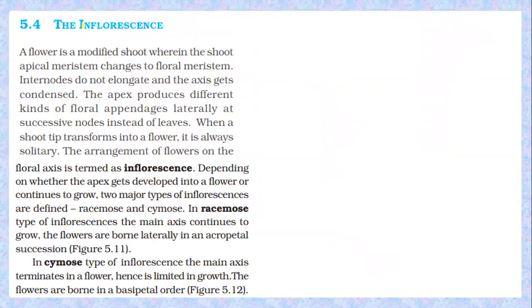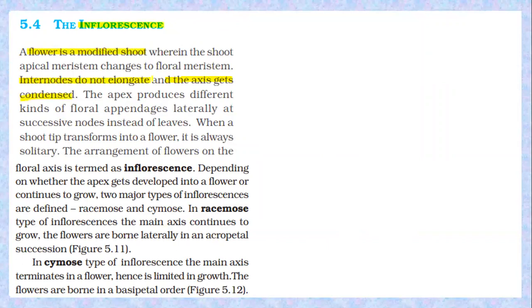Next is the inflorescence. What is inflorescence? Before studying what is inflorescence, you have to study that a flower is a modified shoot. The shoot apical meristem changes into a floral primordium. Internodes do not get elongated and the axis gets condensed. The apex produces different kinds of floral appendages laterally at the successive nodes instead of leaves.